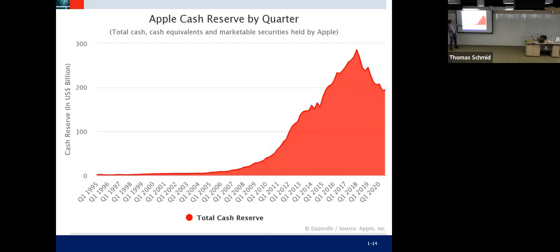So then actually the cash on Apple's balance sheet kind of increased and increased and increased, and it peaked at nearly 300 billion US dollars. This is one firm only, and it's still at like 200 billion US dollars. And keep in mind, this is dead money. It's not doing anything. It's just lying there. It's not creating jobs. It's not creating innovation. It's not doing anything. It's just cash.